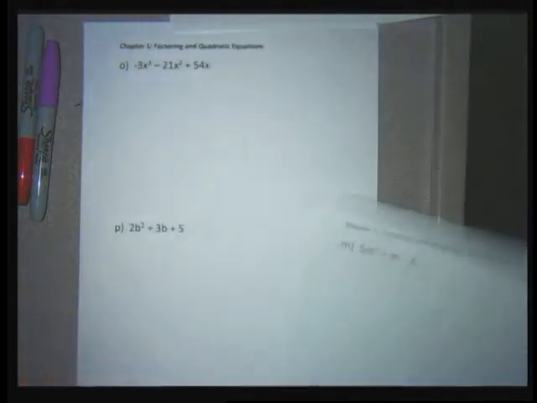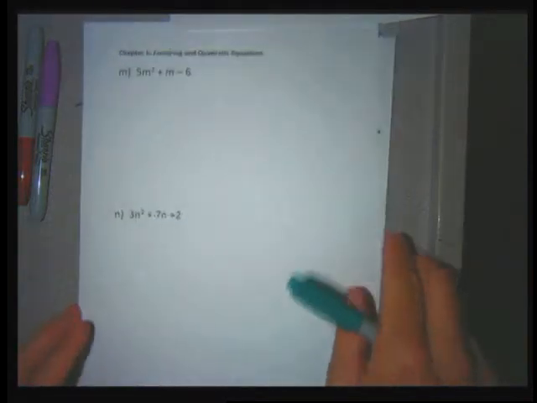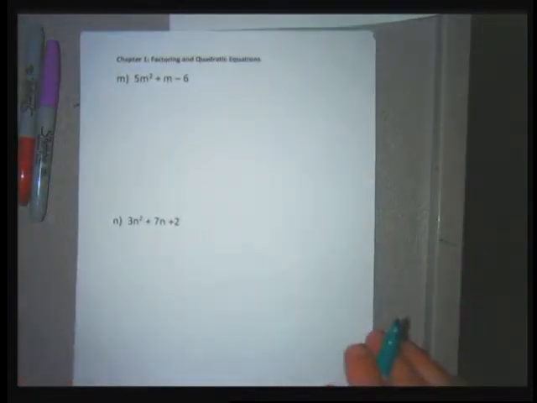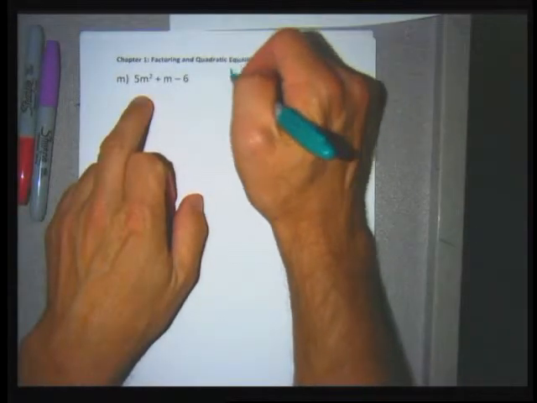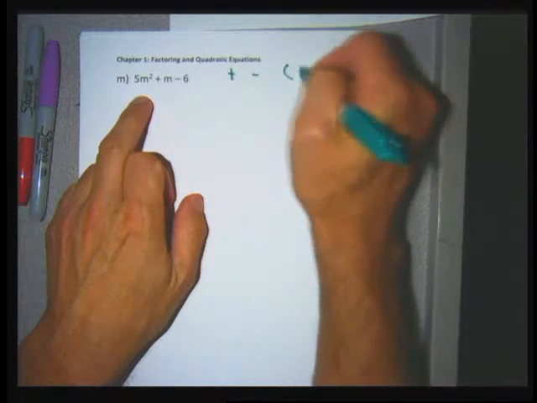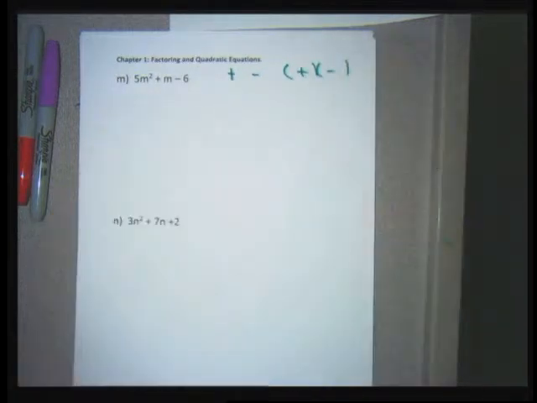M and N are both bottoms up. There's no common factors. Look, M has M's in it and N has N's in it. I don't think I was being that clever. And the signs for part M, because the original problem is a plus and minus, my signs are going to be a plus and minus.